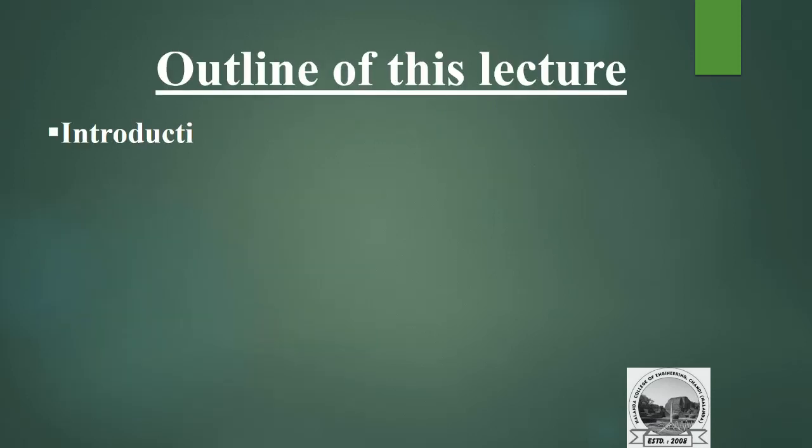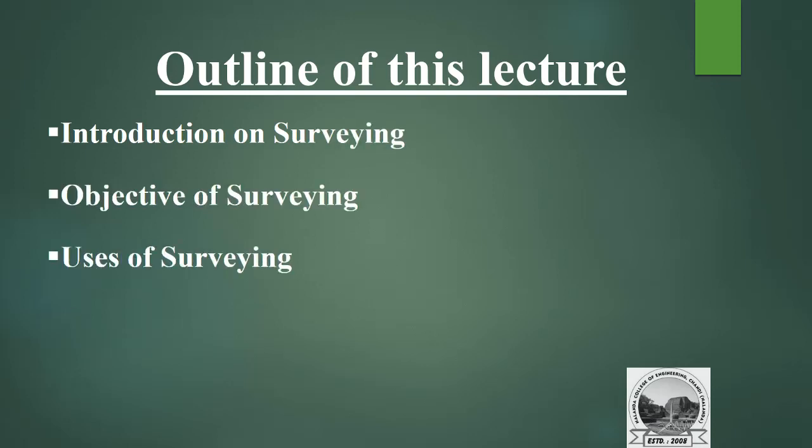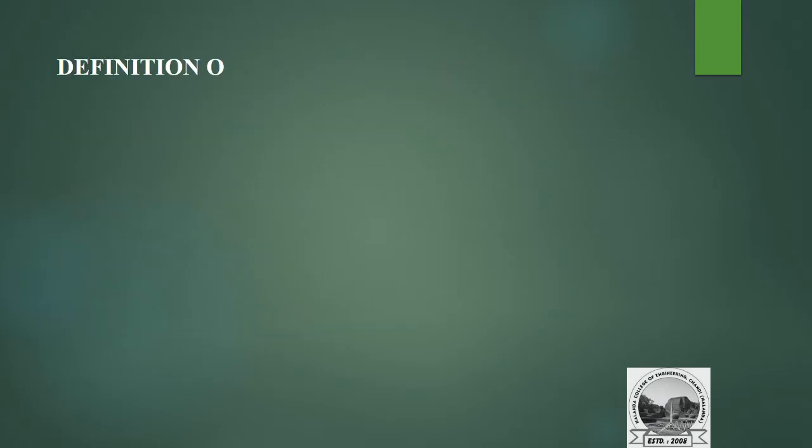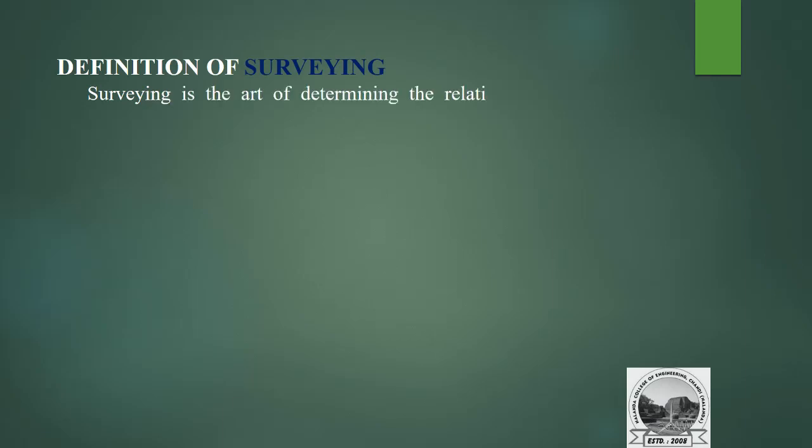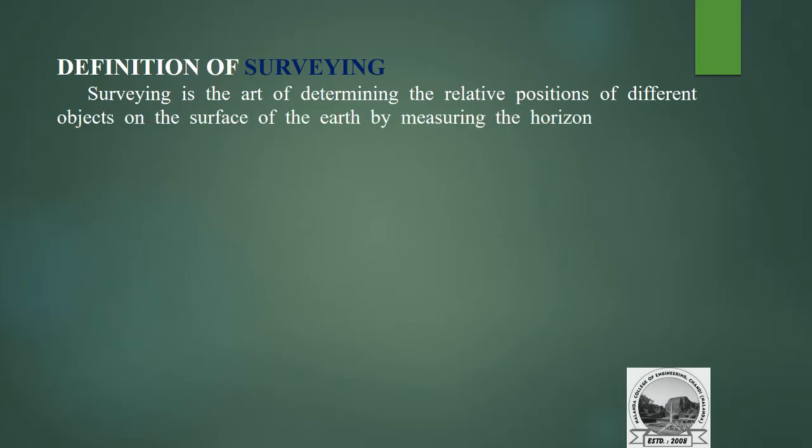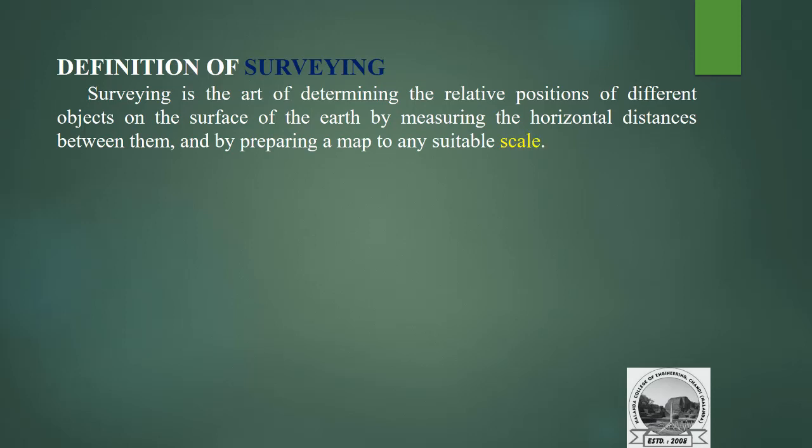In this video, I am going to discuss introduction of surveying, objective of surveying, usage of surveying, and the classification of surveying. So let's start with the surveying. Surveying is the art of determining the relative positions of the different objects on the surface of the earth by measuring the horizontal distance between them and by preparing a map to any suitable scale. Here one term comes, that is a scale. A scale is the ratio of map distance to the ground distance.